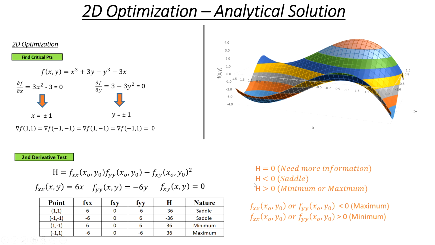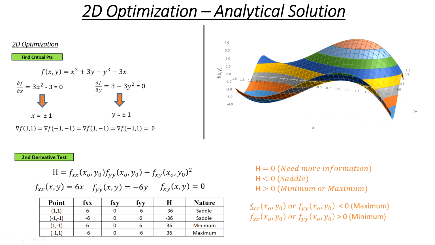So you still have to apply a criterion to figure out which one is a minimum and which one is a maximum. At least for 1 and negative 1, and negative 1 and 1, we know they're minimums or maximums. So basically we separated the saddles from the minimums and maximums. So now we have to go through this test here.